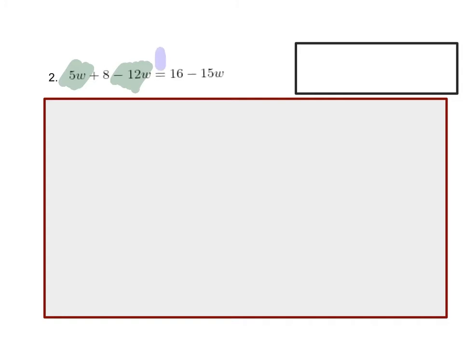Remember, we have a left-hand side and a right-hand side on the equal sign. Okay, left-hand side, there's two like terms. We can combine those. 5 minus 12. Well, that's just going to be negative 7w's and our plus 8. And that equals 16 minus 15w's. Okay, I've used those colors to indicate what my like terms are.